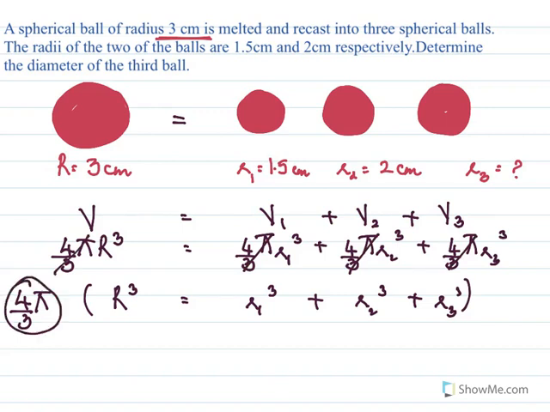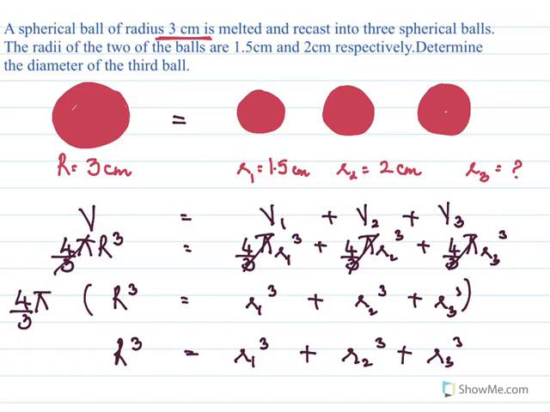Now we can ignore 4 by 3 pi since we have taken it out throughout the equation. So what is left now is r cube, r1 cube plus r2 cube plus r3 cube. Now r cube we know is 3. So here r3 cube equal to 1.5 the whole cube plus 2 plus r cube. We need to solve this equation.